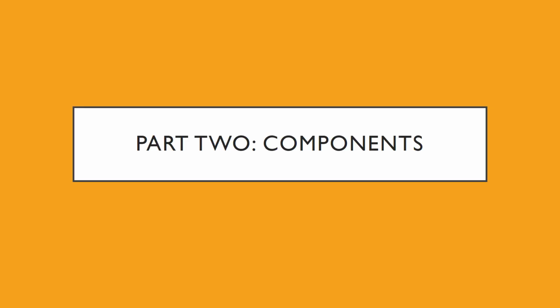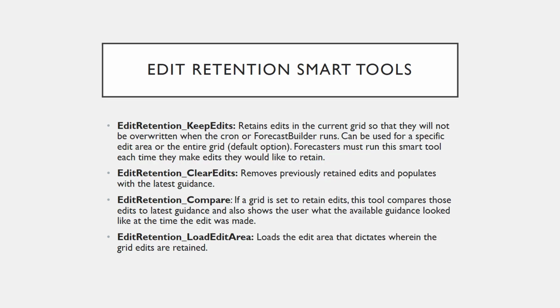Let's now take a look at the components that make up edit retention. There are four main smart tools that make up edit retention. Keep edits is a tool you use if you've made edits and want them to be retained. You can use it for a specific edit area or the entire grid, which is the default option. It will make it so your edits are not overwritten when the cron or forecast builder runs.